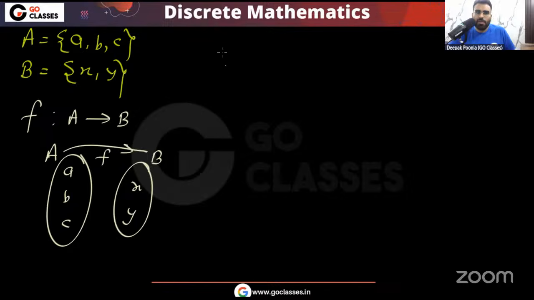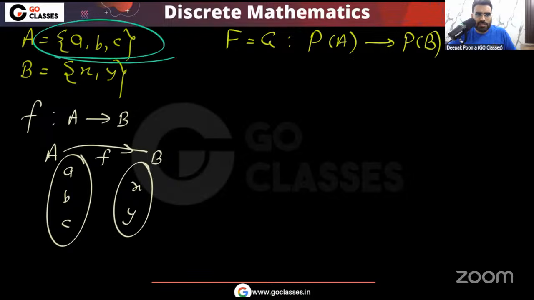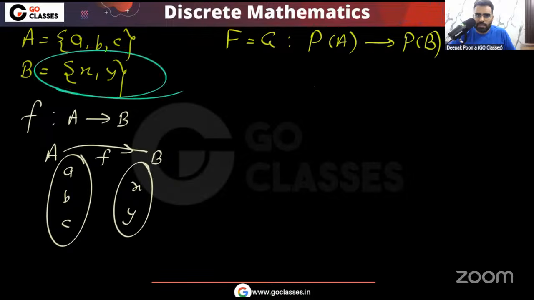Very simple. Now let's see what this capital F function is, or I can say this G. This is defined from the power set of A to the power set of B. What is the power set of A? It is the set of subsets of A. Because set A has 3 elements, in the power set of A there will be a total of 8 elements, and in the power set of B there will be a total of 4 elements.